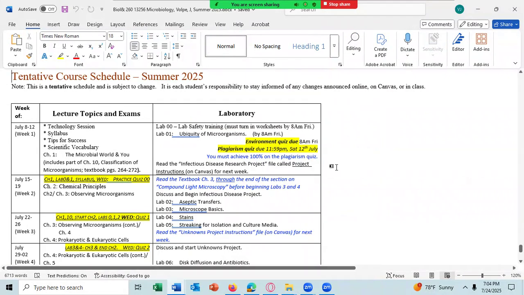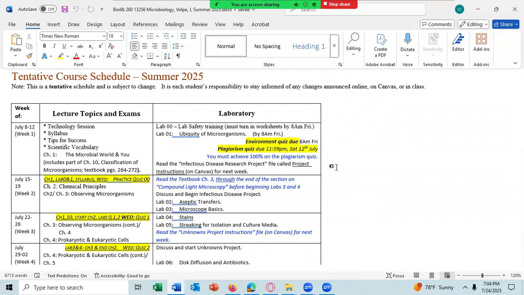All right, today is July 24th, and we should be discussing Lab 5, Streaking for Isolation and Culture Media. Also note that you need to read the unknown project file on Canvas for next week. I'll be talking about the unknown project next week, and it's best if you have the unknown project instructions read. Let me show you where that is.